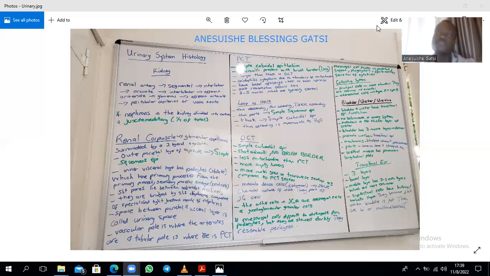So histologically, you divide the kidney into a cortex and a medulla. I'll show that on the pictures in the subsequent slide. But the cortex essentially will receive most of the blood in the kidney. It is well vascularized as compared to the medulla.